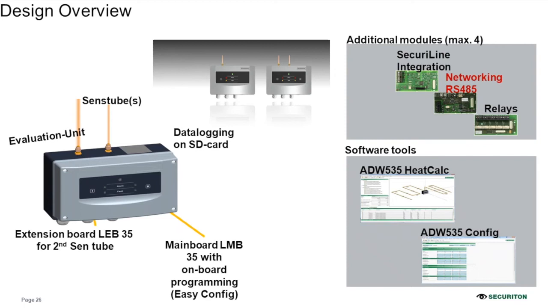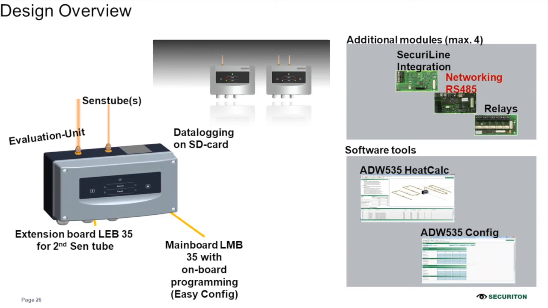In terms of additional cards, we have a Security Line integration module if you want to integrate with a fire alarm system. A networking card, which is RS485, which I mentioned earlier. If you don't want to work with the LAN, which is incorporated with ADW, you can use the networking card, which can go 1,200 meters. But in the case of a greater distance, you can use this RS485, convert into a fiber, and reconvert into RS485 to get to the destination.